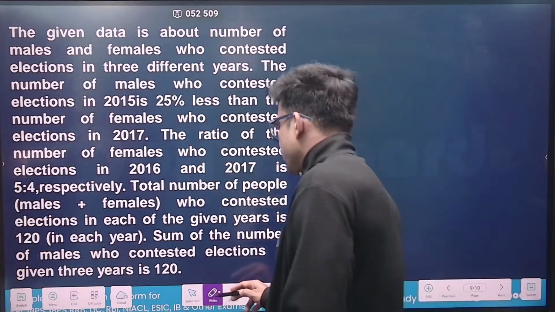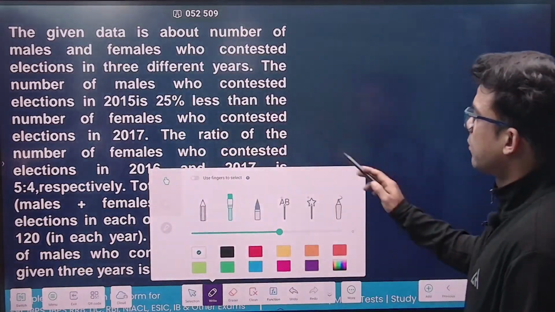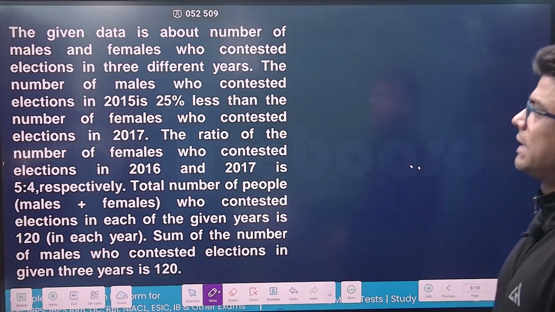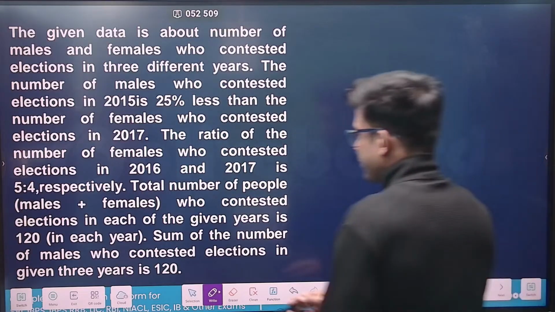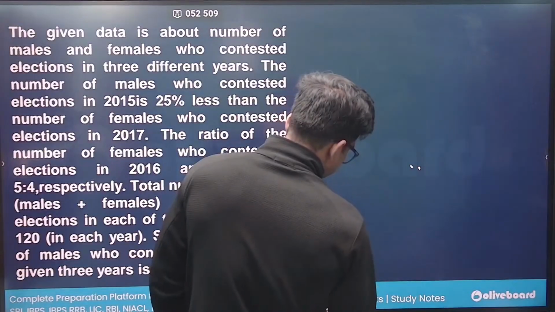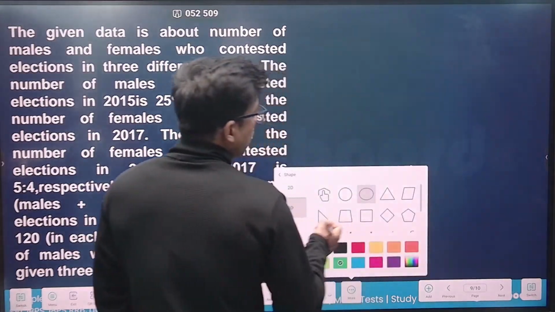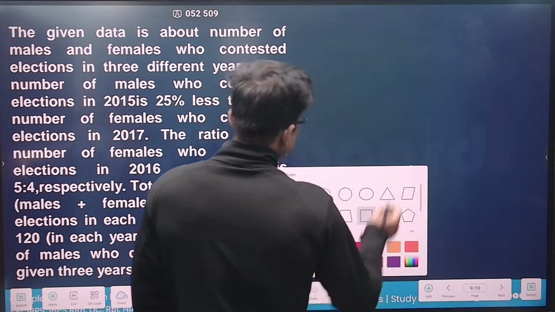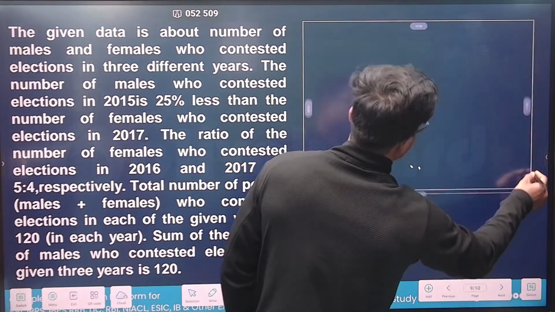Basically, the motive is to solve this word problem in the simplest form. The given data is about the male and female who contested election in 3 different years. So we have male and female, so try to make a chart. I'm making it for you so that it is clearly visible, or you can roughly make it, that depends on you. This is the chart which I'm making.